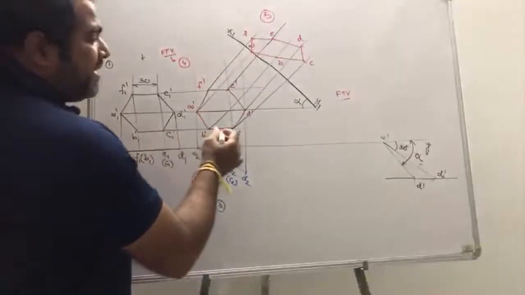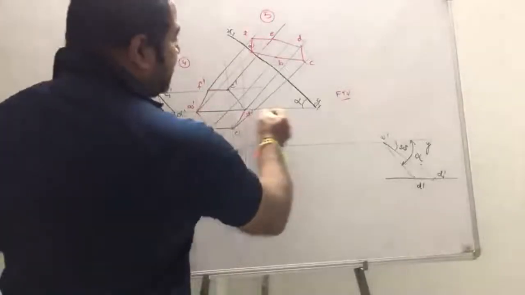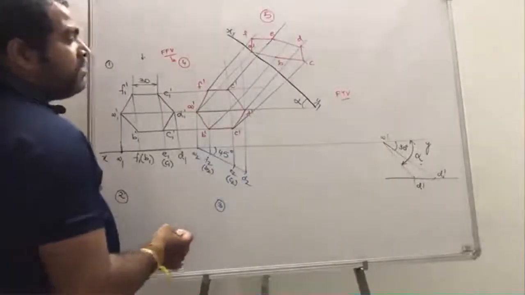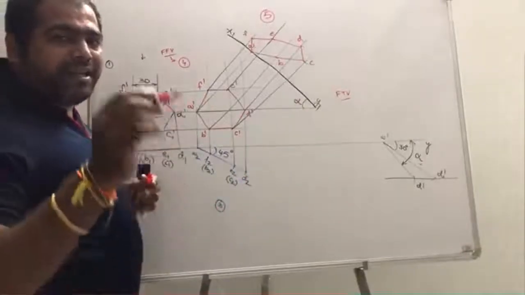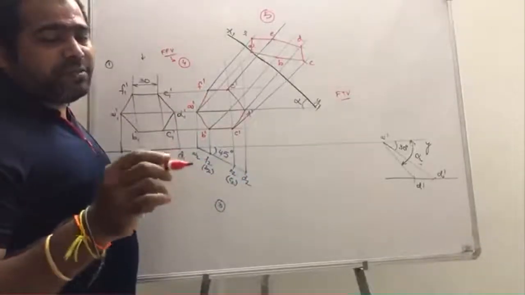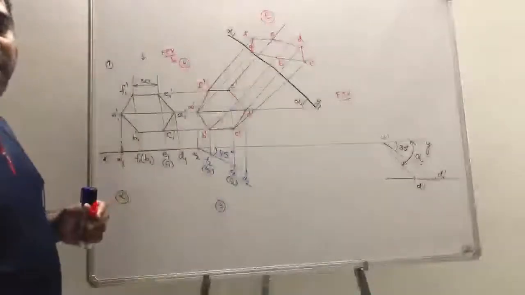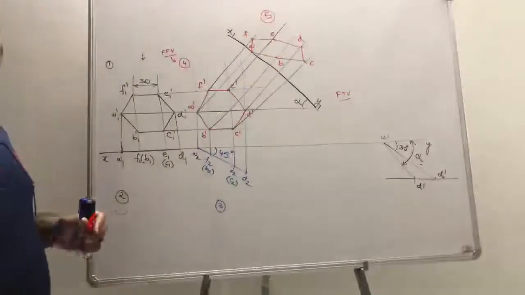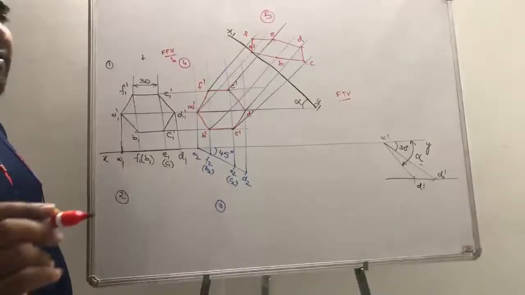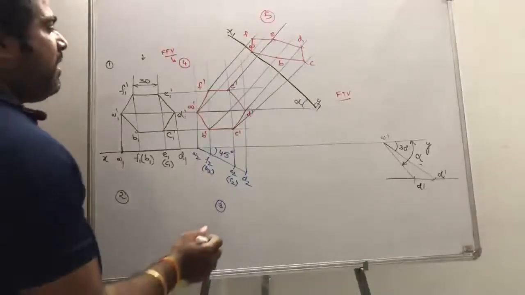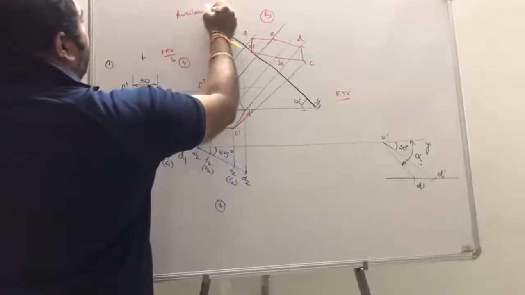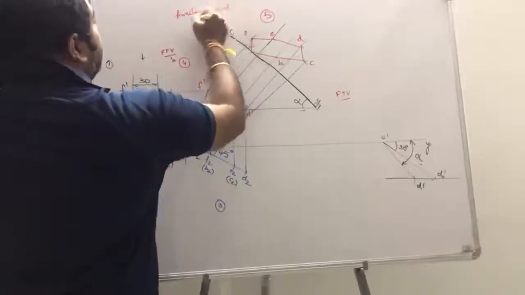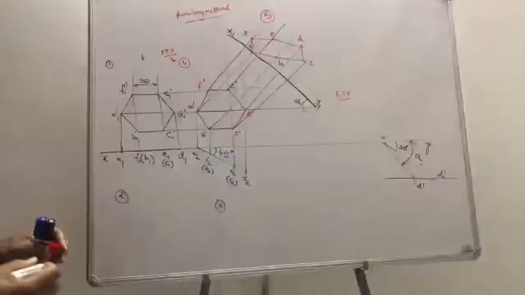If it is a diagonal, we just extend the diagonal and consider the new reference line with the given inclination. If it is an edge resting problem, extend the edge which is resting on HP or VP and draw the new reference line x1, y1 with the given inclination. This is the auxiliary method.